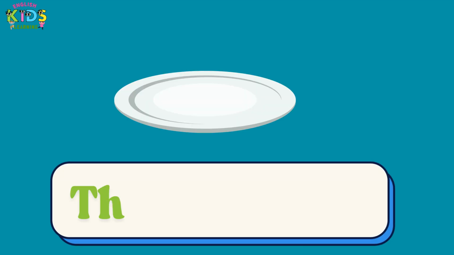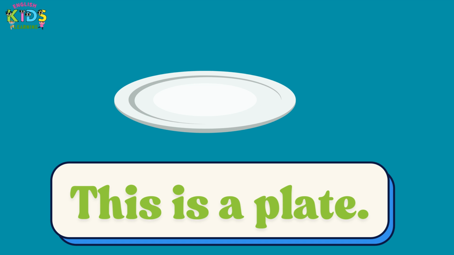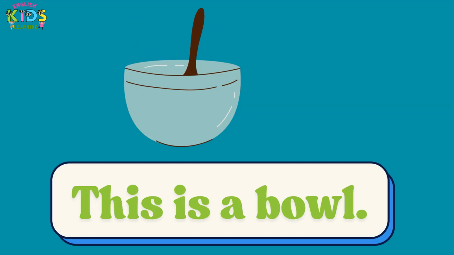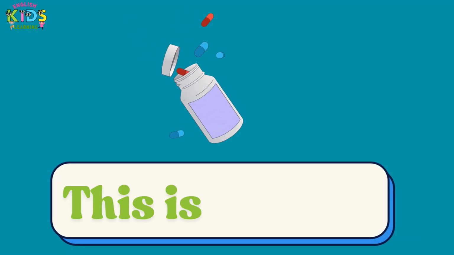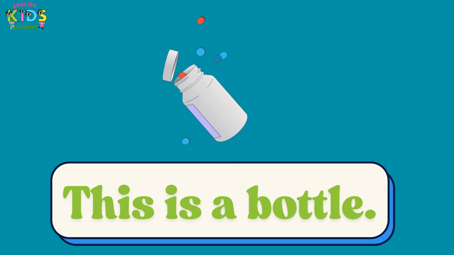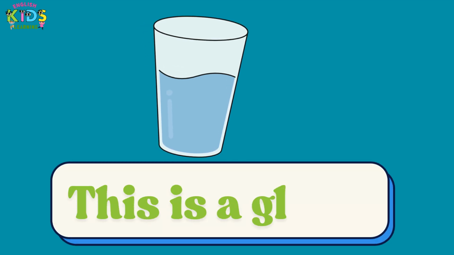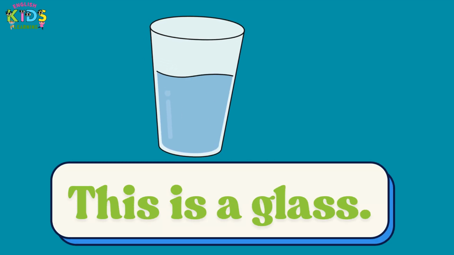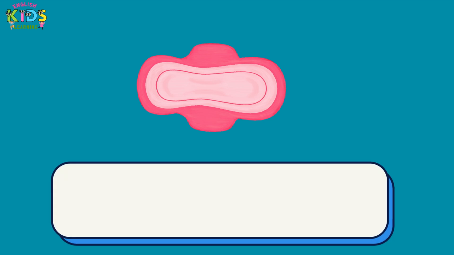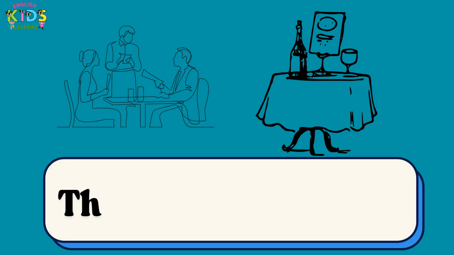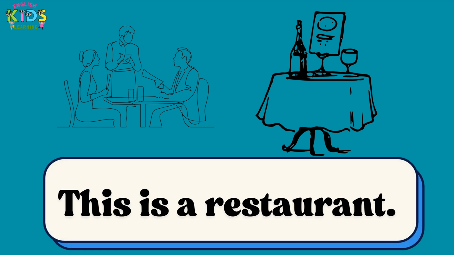This is a plate. This is a bowl. This is a bottle. This is a glass. This is a napkin. This is a restaurant.